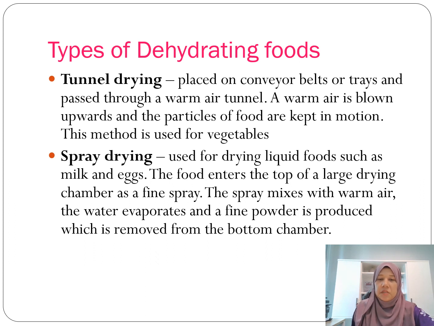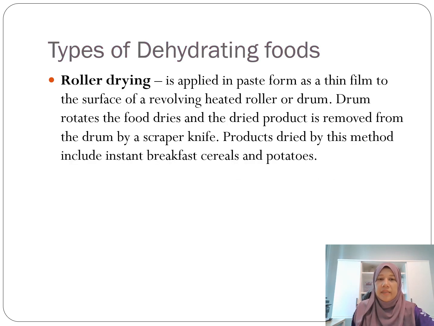Spray drying normally dries liquid food, for example milk. You can get a powder when you use spray drying. Here they also use warm air during the spray drying process. Next, roller drying. In roller drying, the food in paste form is applied as a thin film to the surface of a revolving heated roller or drum. The drum rotates, the food dries, and the dried product is removed from the drum by a scraper knife.